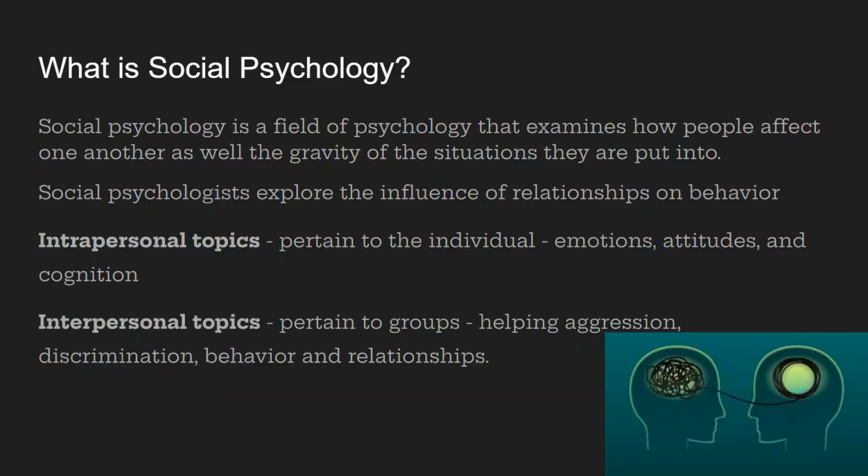So what is it? Social psychology is a field of psychology that examines how people affect one another, as well as the gravity of the situations they're put into. So social psychologists will explore the influence of relationships on people's behavior. There are two types of topics, the intrapersonal topics and the interpersonal topics. The intrapersonal topics pertain to the individual, which includes emotions, attitudes, and cognition. And the interpersonal topics pertain to groups, which can help explain aggression, discrimination, behavior, and relationships.